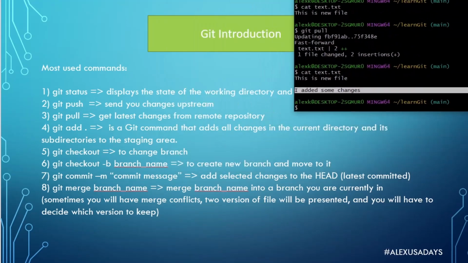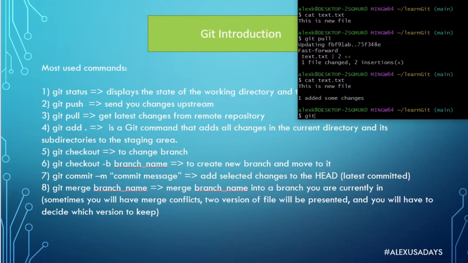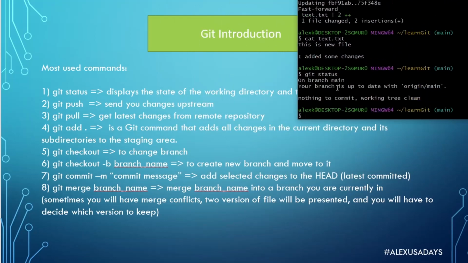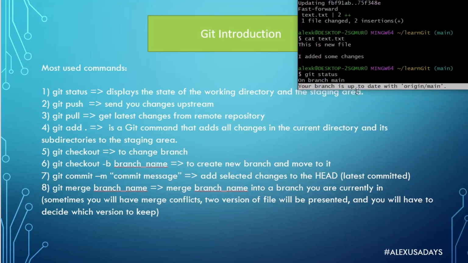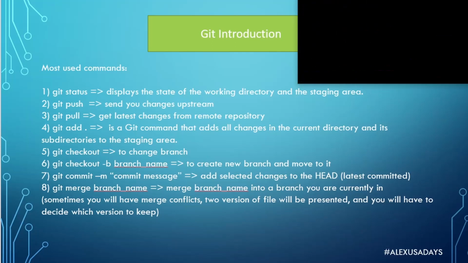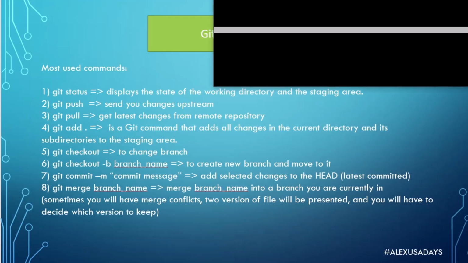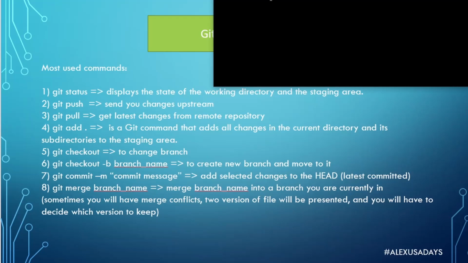So here's git status. This command will tell you what's going on right now, and it says branch is up to date with the main. So git status looks good. Another command, git push, is when you send your changes from the local branch to the remote branch. Then there's git pull, when you get the latest changes from the remote to your local repository. Git add space dot is a command that adds all changes in the current directory and subdirectories to the staging area. So we actually use that for the file, right?